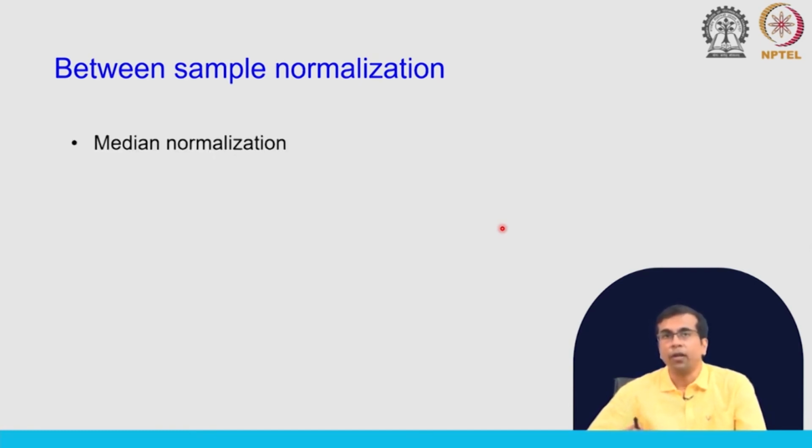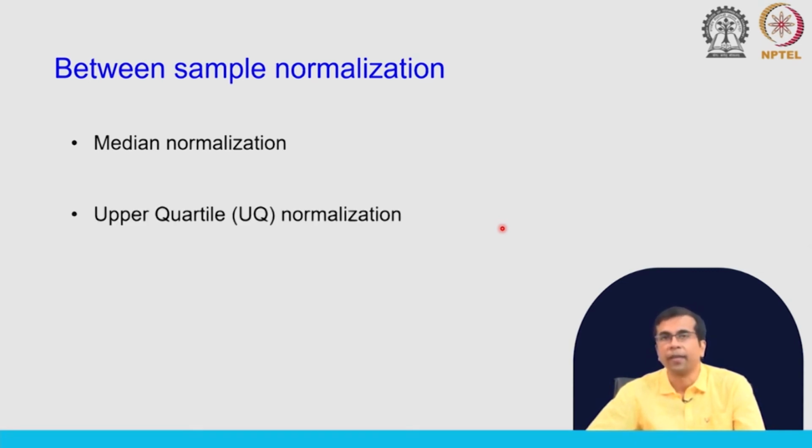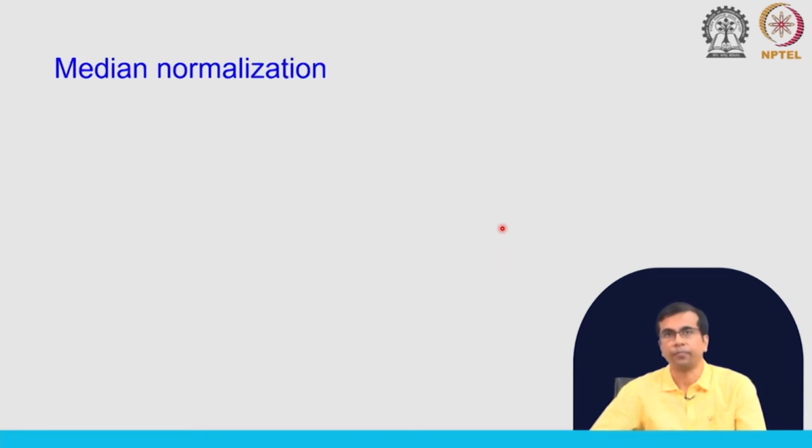Now, we will talk about these two methods today. Of course, there are many more sophisticated methods that we will talk about in the next class. The first one is called median normalization and the second is called upper quartile, or UQ, normalization. Let us now go into median normalization and upper quartile normalization and see how the normalization is done between samples. Again, this will help you understand the more sophisticated methods in the next class.